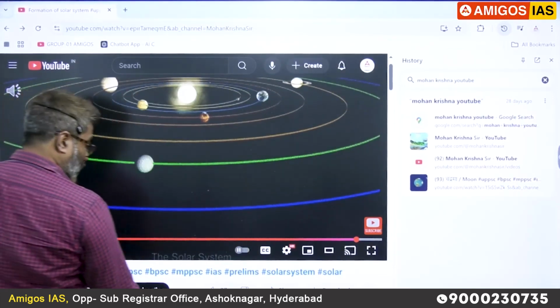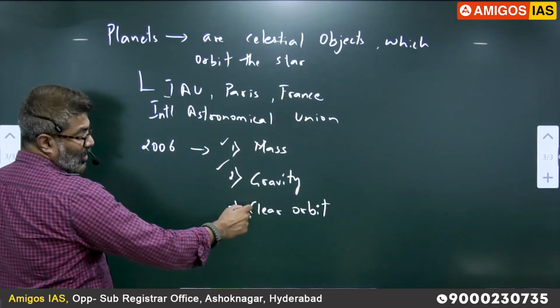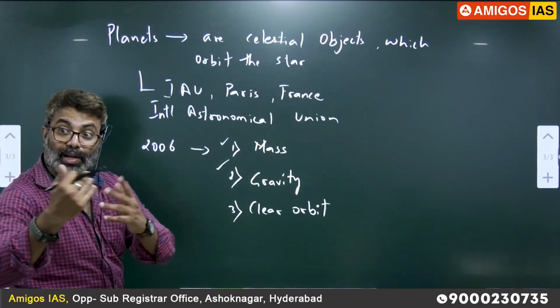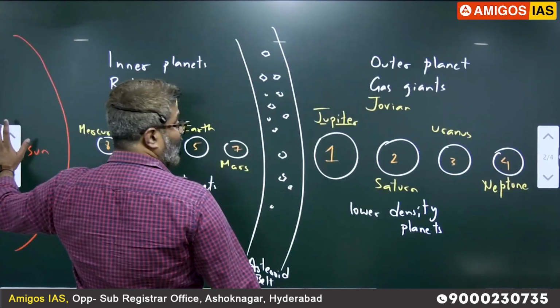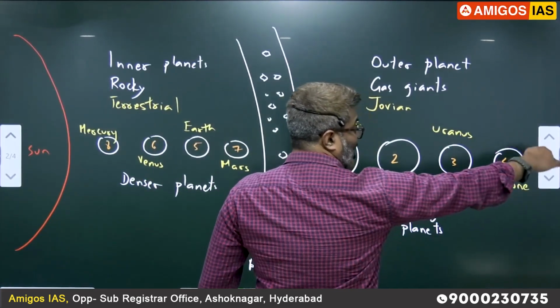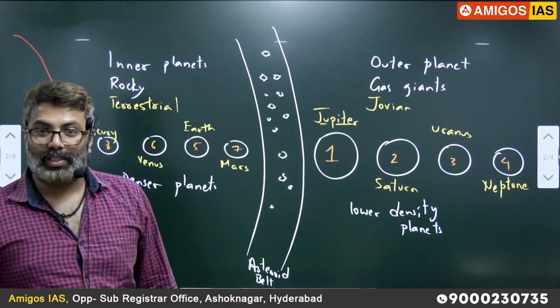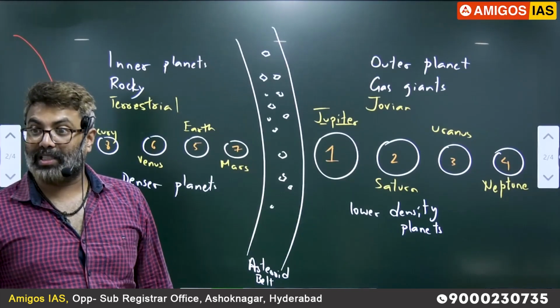So Pluto had sufficient mass and it had gravity, but a clear orbit was not there. Pluto's orbit was intersecting with Neptune's orbit. Here is our diagram. Neptune is here. Pluto was cutting the orbit of Neptune. So Pluto was removed in 2006. Since then, we have how many planets? 8.